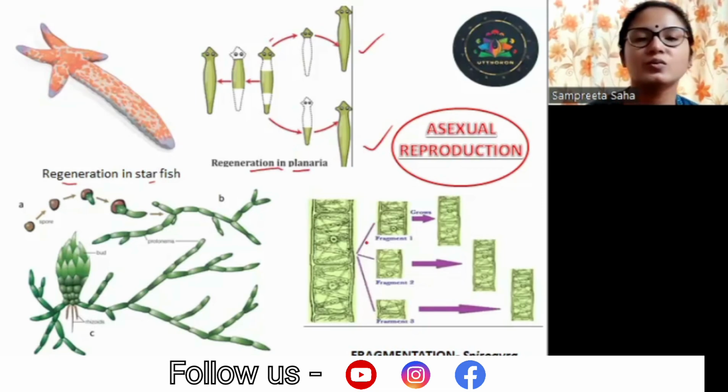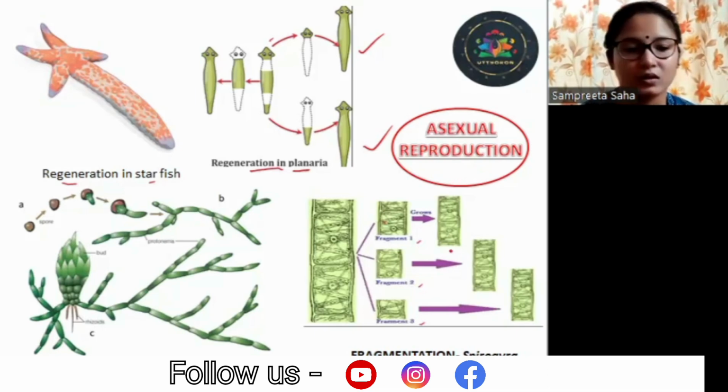Here I've shown you two examples of fragmentation. First one is Spirogyra. It's an algae. What happens? The plant body gets fragmented. See, first fragment, second fragment, third fragment. Any number of fragments you can get, but each fragment will give rise to a full individual. So that is fragmentation in Spirogyra.